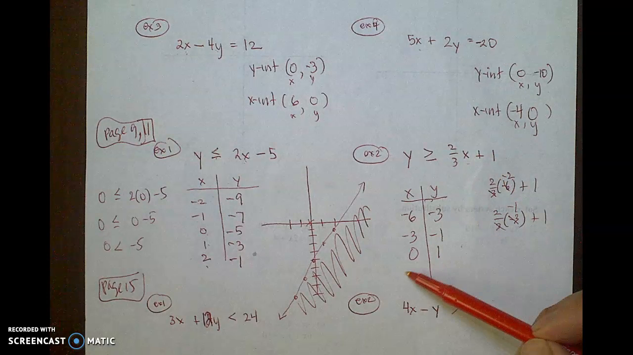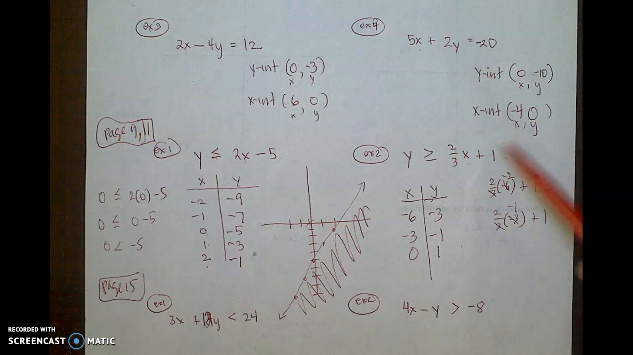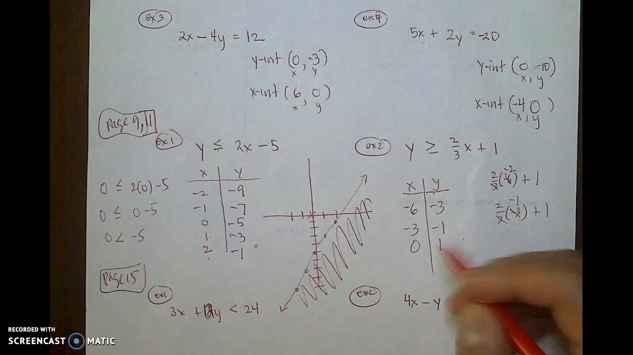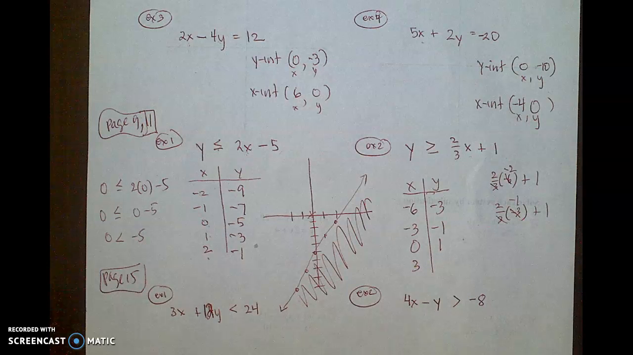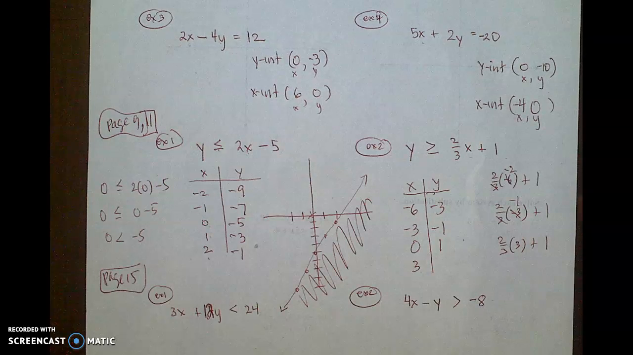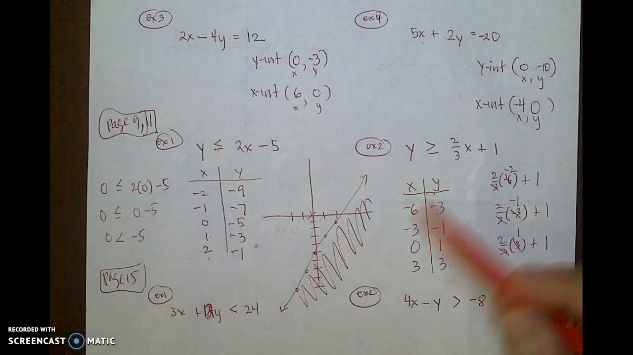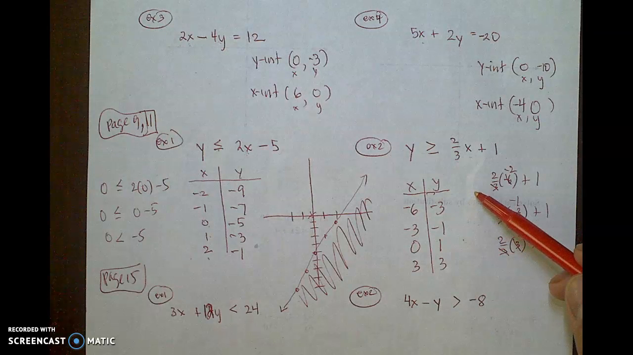Again, I don't want to pick 1 or 2 because that's not going to get this denominator to cancel, and I'm going to be stuck with fractions. So instead, I'm going to pick 3. Right? Plug 3 in for x. This 3 and this 3 cancel. 2 times 1 is 2, plus 1 is 3. Right? Nice numbers to graph.